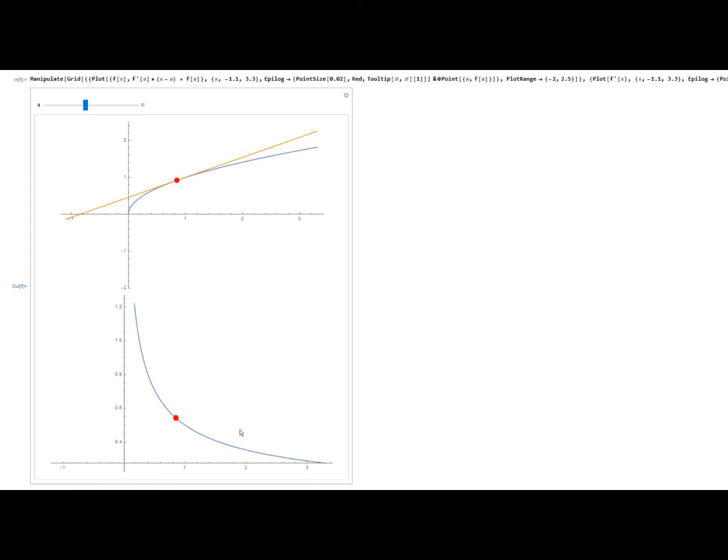So the y value here, this is f prime, the y value here equals the slope of the tangent line to the function f. And you can see everything play out as we drag it along. Now the graph is a little bit misleading there. It's not actually going to 0. It's just getting flatter, flatter, the farther we go.